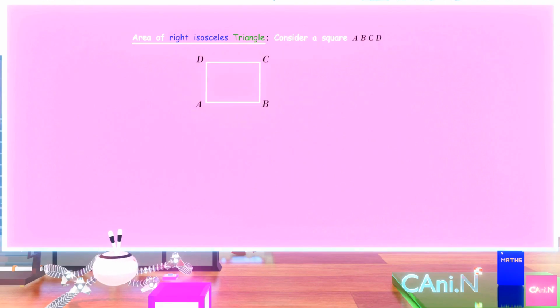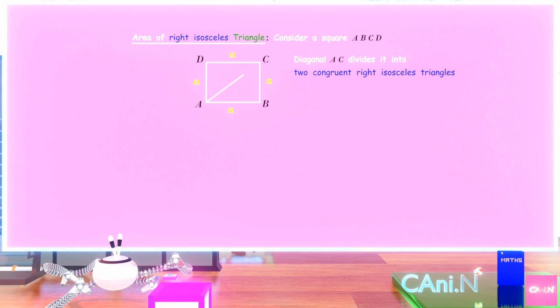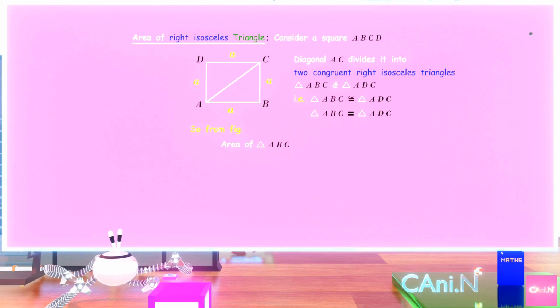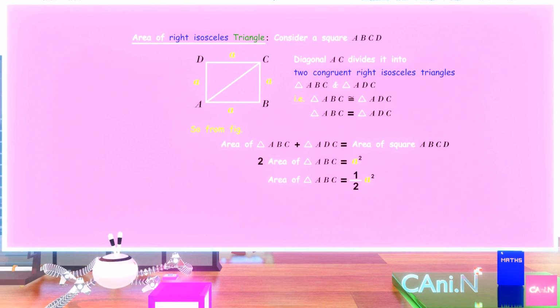Area of right isosceles triangle. Here, since the term is right isosceles triangle, we know the triangle should have a 90 degrees angle and two equal sides. So, we can achieve this by considering a square ABCD. Now, diagonal AC divides it into two congruent right isosceles triangles, triangle ABC and triangle ADC. So, from figure, area of triangle ABC plus area of triangle ADC equals area of square ABCD. Therefore, area of triangle ABC equals 1 by 2, A square.